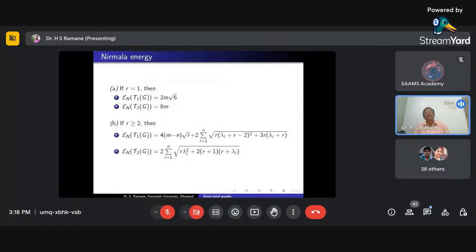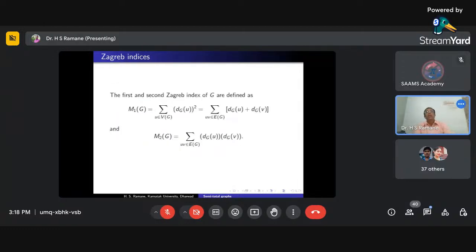Then in the same way, the Nirmala energy is the sum of the absolute values of the eigenvalues of the Nirmala matrix. If r is 1, then the Nirmala energy of T1G is 2m root 6, and for the semi-total point graph it is 8m. Whereas if r is more than or equal to 2, then the Nirmala energy of T1G will be given by this form, and the Nirmala energy of the semi-total point graph is given in this form.